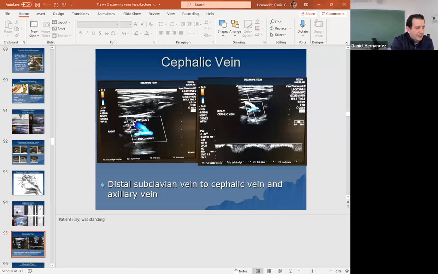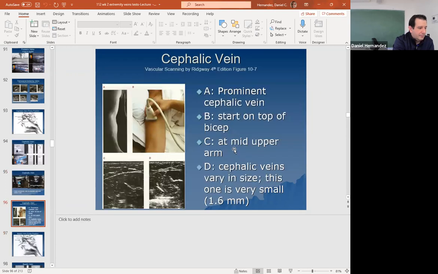We can visualize an image of the cephalic vein at its junction with the subclavian. We can start at the top of the bicep and follow it down to the mid-arm. Cephalic veins vary in size. This one is very small; this one over here just measured 1.6 millimeters.